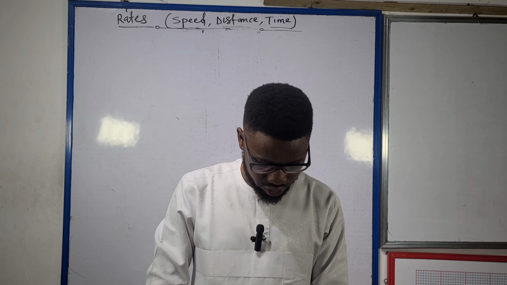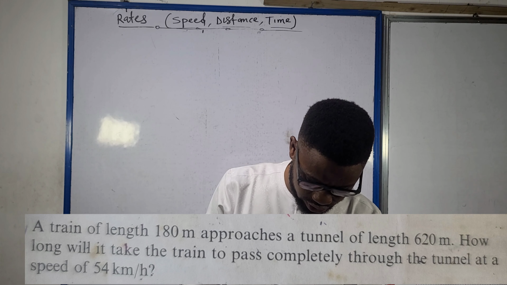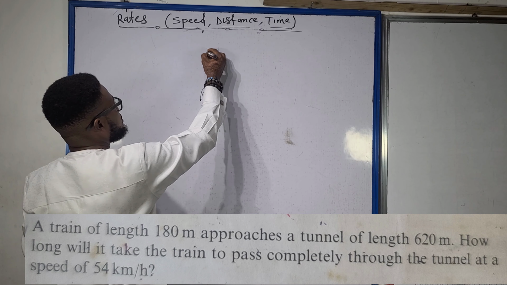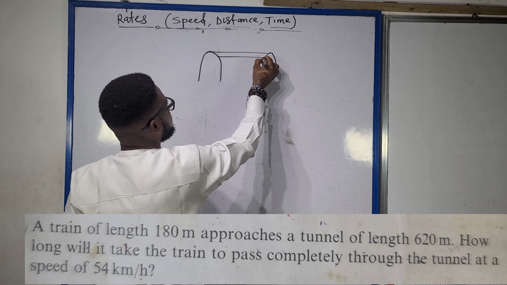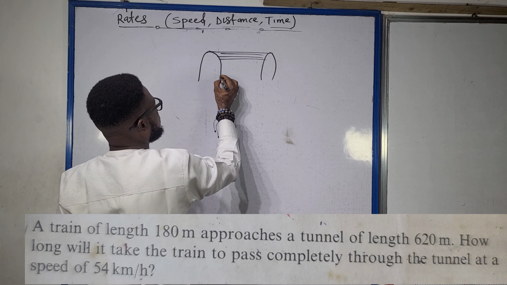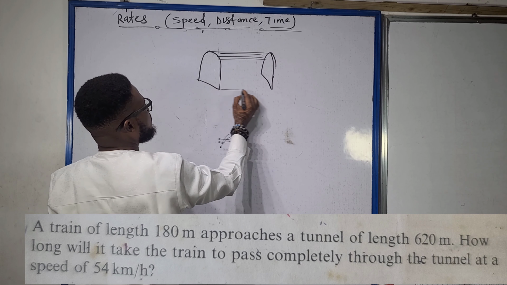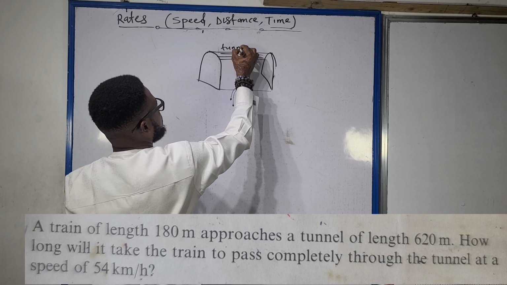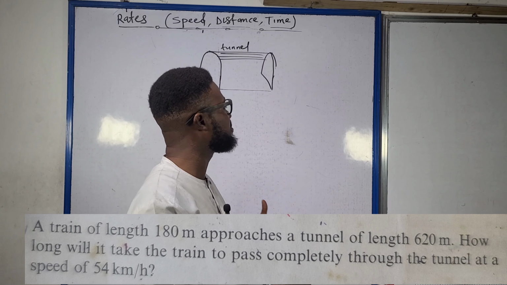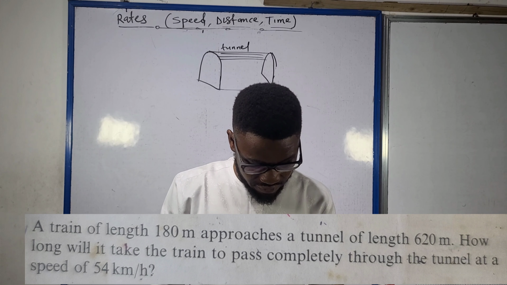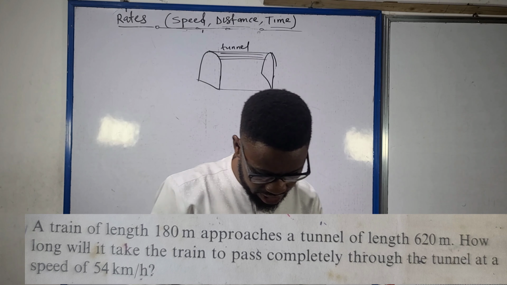Moving on to the next question. A train of length 180 meters approaches a tunnel of length 620 meters. Okay, let this be my tunnel. Now, I like to use diagrams when I deal with word problems, because it just makes the work very crystal clear.